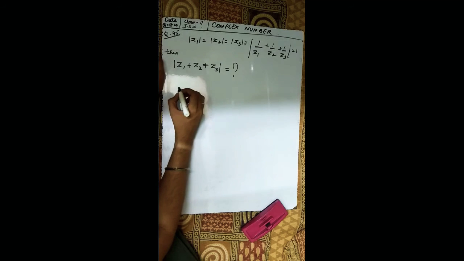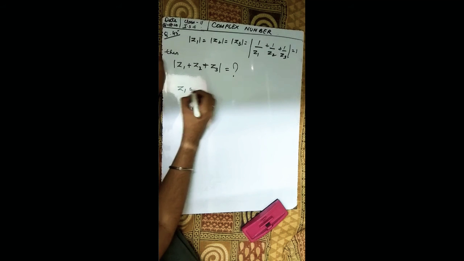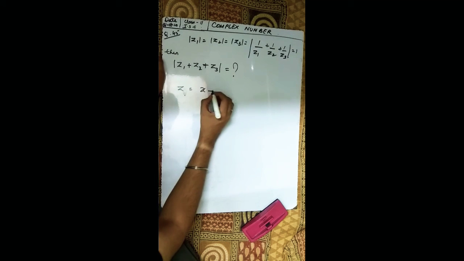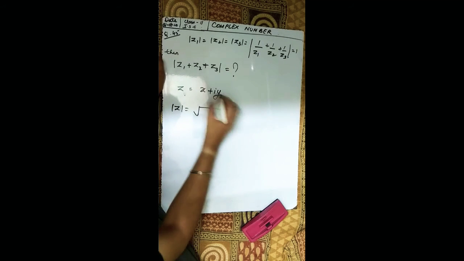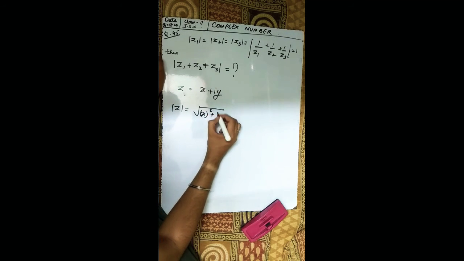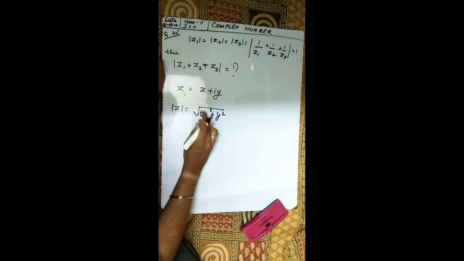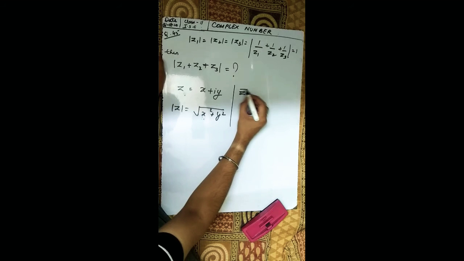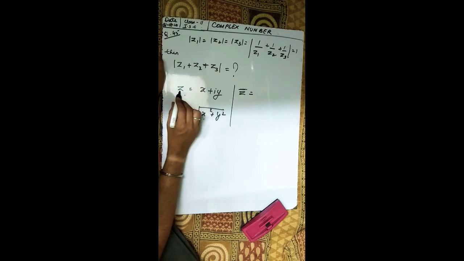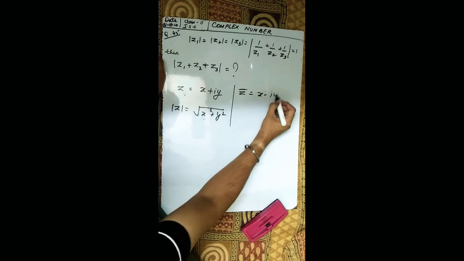Okay, so for understanding this question, I just need to clear some of the things with you. See, let us consider z is equal to x plus iy. If I ask you what will be the modulus of z, then what will be the modulus? Square root of x square plus y square, you will answer. On the other hand, if I ask you what will be the conjugate of this z, so conjugate of z will be x minus iy.